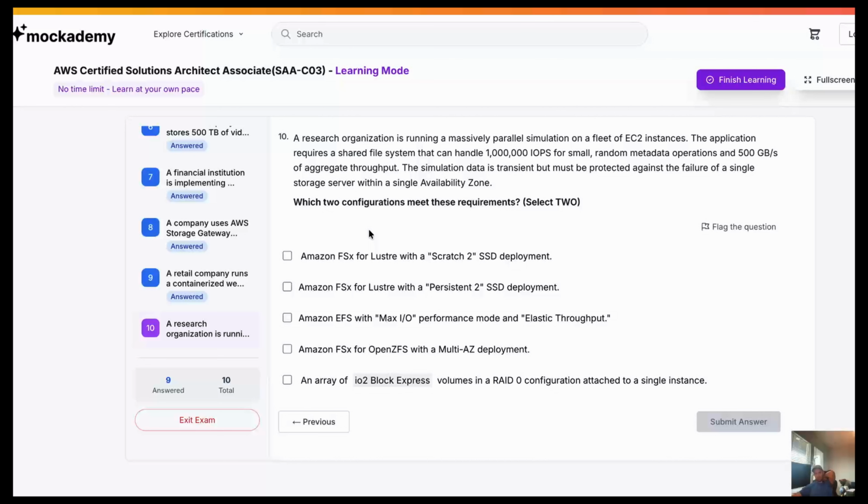Option 1: Amazon FSx for Lustre with Scratch 2 SSD deployment. Option 2: Amazon FSx for Lustre with a Persistent 2 SSD deployment. Option 3: Amazon EFS with Max I/O performance mode and elastic throughput. Option 4: Amazon FSx for OpenZFS with multi-AZ deployment. Option 5: An array of io2 Block Express volumes in a RAID 0 configuration attached to a single instance.